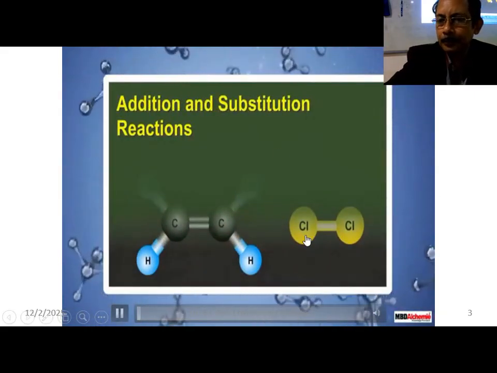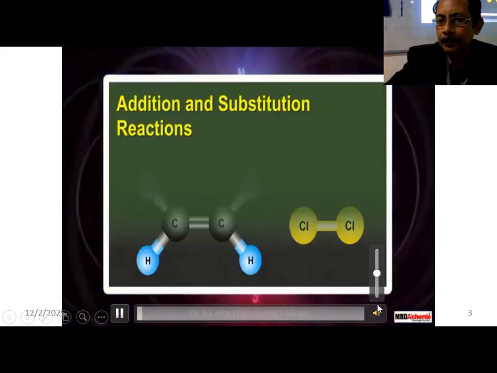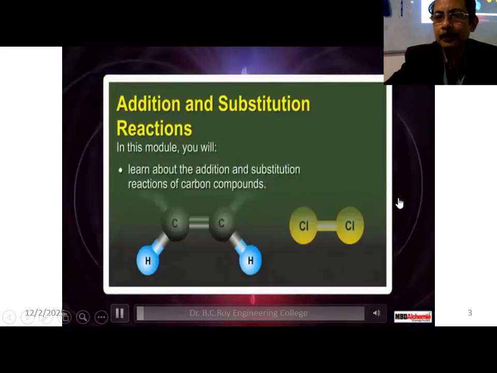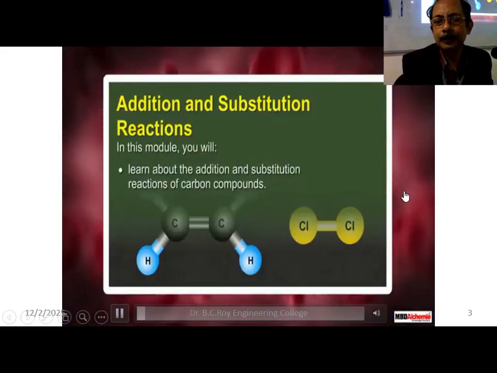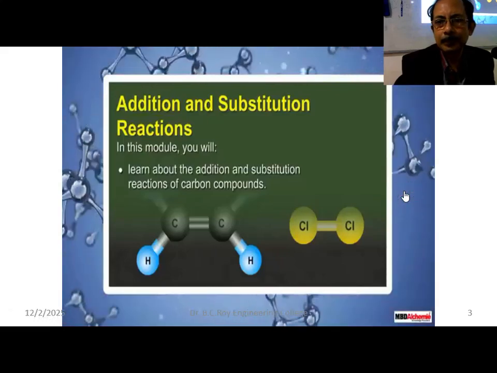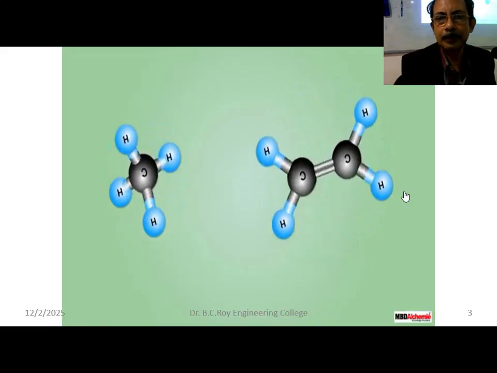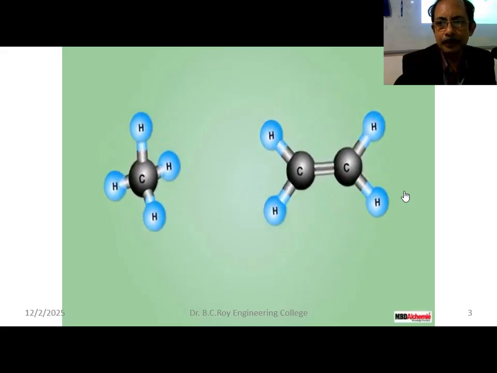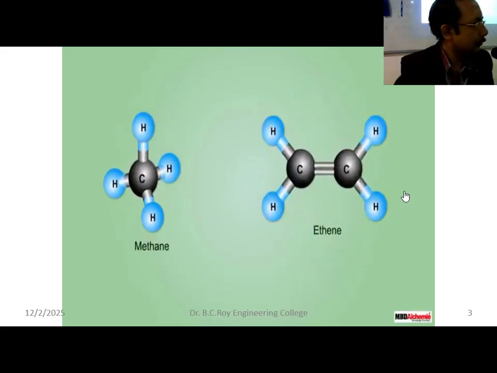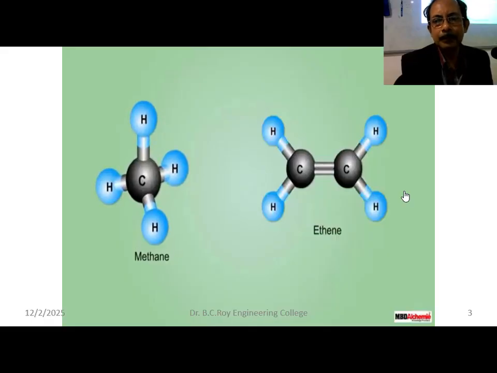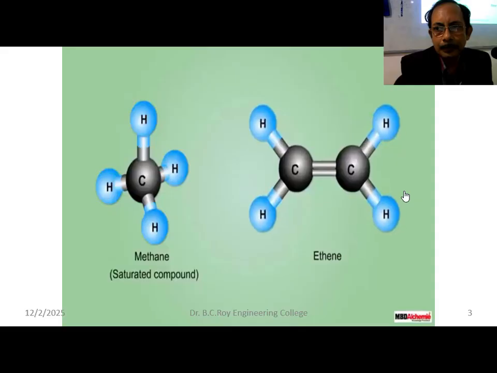Addition and substitution reactions. In this module, you will learn about the addition and substitution reactions of carbon compounds. Shown here are the molecules of two carbon compounds, methane and ethene. As you already know, methane is the simplest saturated carbon compound, whereas ethene is the simplest unsaturated carbon compound having a carbon-carbon double bond.